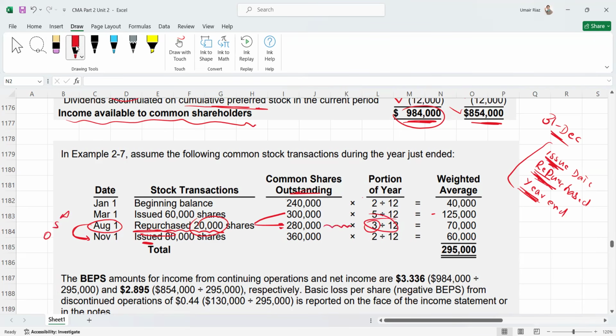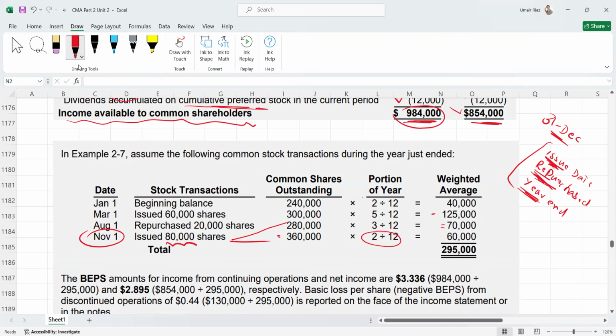Now 280,000 into 3 by 12. So 70,000 is the weighted average number of shares. In a similar way, I'll solve the next transaction. On November 1, we have issued 80,000 shares. Previous shares were 280,000 plus we issued 80,000 more, so it is 360,000.